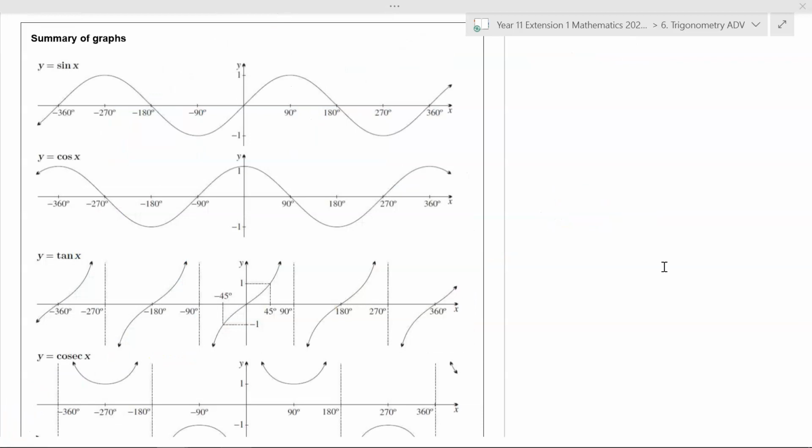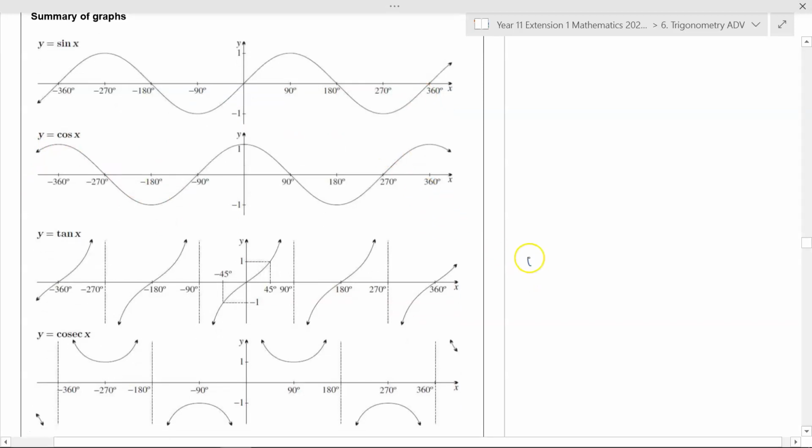So on the next page, we have a summary of our graphs. We've looked at sine, we've looked at cosine, tan. Recall that tan is actually sine on cos. And so what I'm doing is I'm dividing each point in sine by cos. So when sine is 0, tan will also be 0. Okay, so these points here will replicate. And I'll just focus more on 0 to 360 to start with.